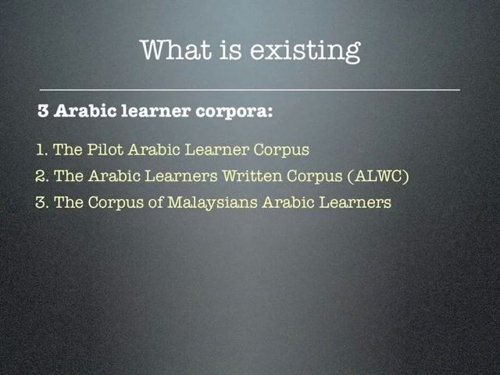The review confirms that the Arabic learner corpora have not received enough attention, as 3 projects of developing Arabic learner corpora can be found, which are intended for Arabic as a foreign language. This means their data was collected from learners studying Arabic in non-Arabic speaking countries. These projects are the Pilot Arabic Learner Corpus, the Arabic Learners Written Corpus, and the Corpus of Malaysian Arabic Learners.